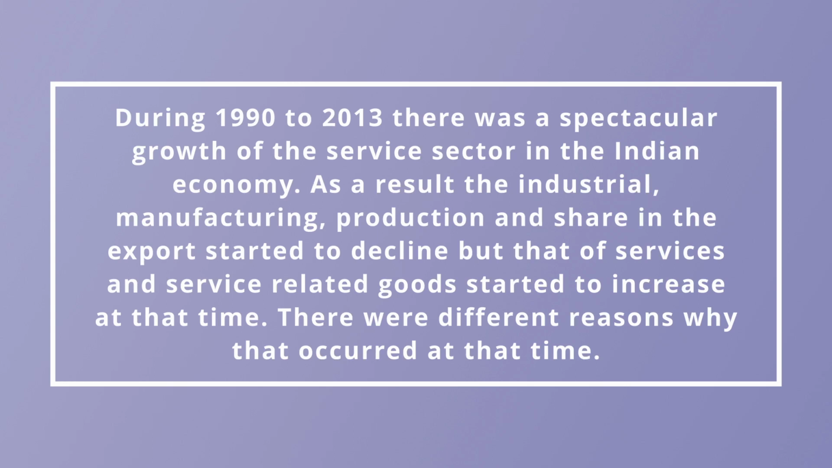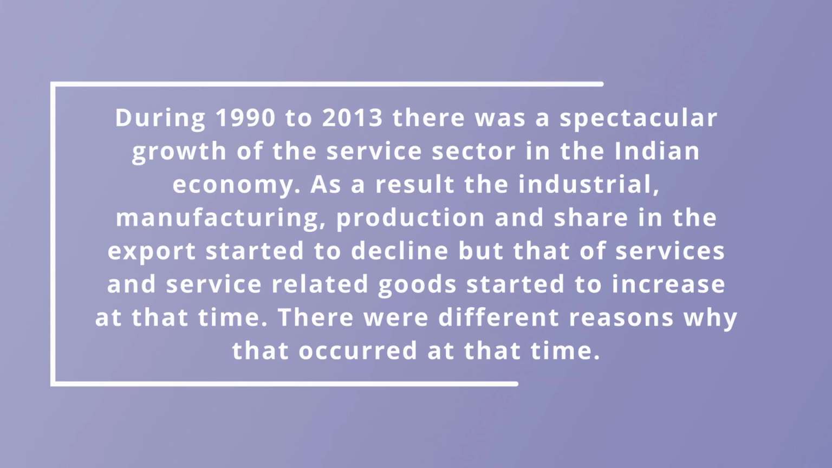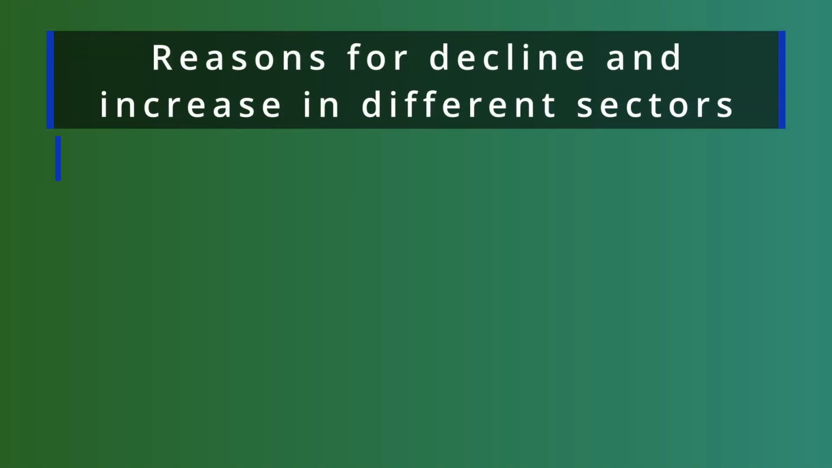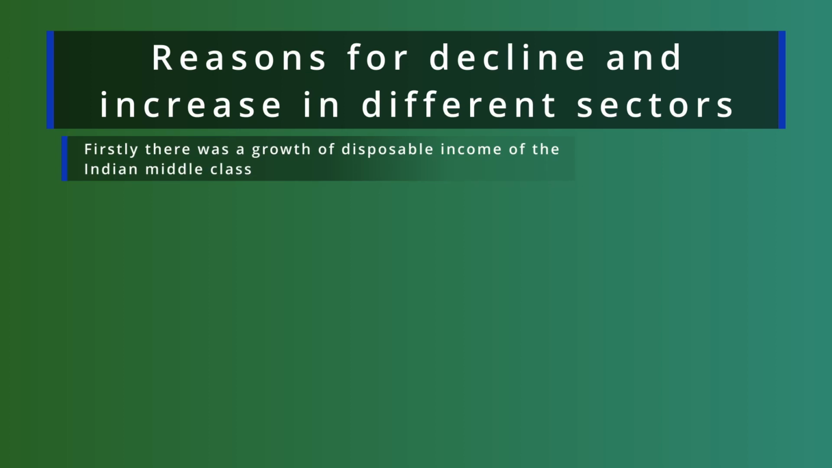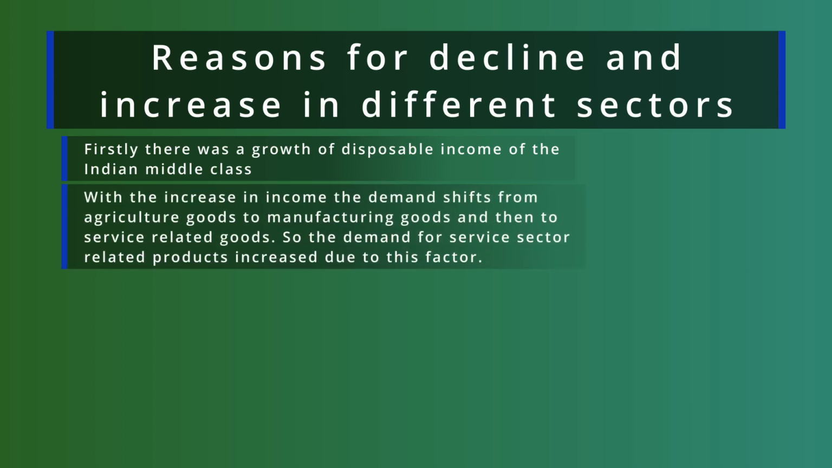Now, there were different reasons why that actually occurred at that time. We can mention a few of them. Firstly, there was a growth of the disposable income of the Indian middle class, and we all know that with the increase in income, the demand shifts from agricultural goods to manufacturing and then to service-related goods. So the demand for service sector related products increased due to this factor.